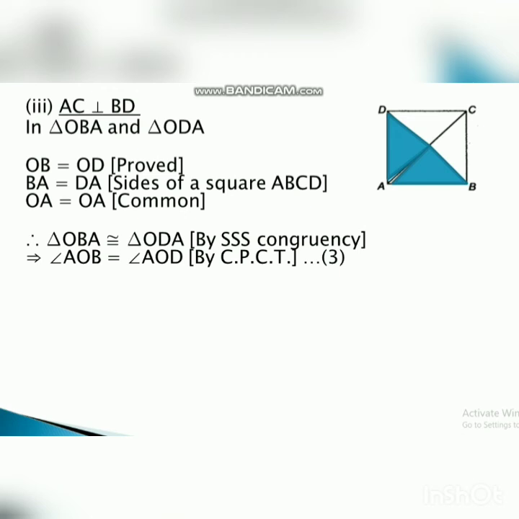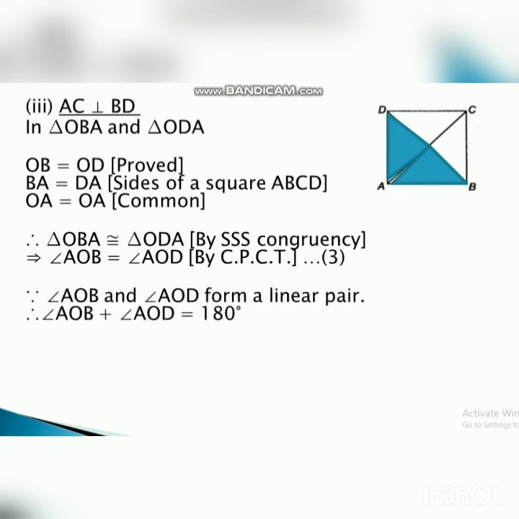For that, I am going to use the linear pair axiom on the angles over the line BD. Those angles are angle AOB and angle AOD. Since they are on a line, their sum is 180 degrees. That means angle AOB plus angle AOD is equal to 180 degrees. But we have just proved that these two angles are equal. So we can rewrite the same as angle AOB plus angle AOB is equal to 180 degrees.